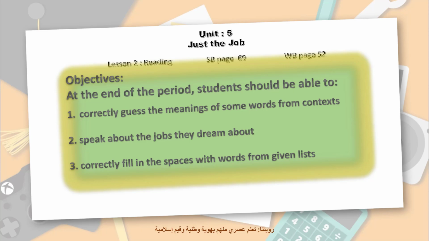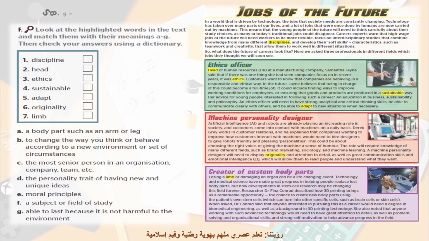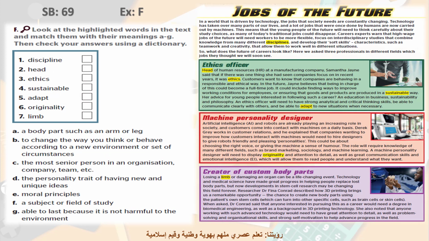Let's start. Open your student books, page 69. Today we're gonna do exercises F and G. Exercise F. Look at the highlighted words in the text and match them with their meanings, A to G. Then check your answers using a dictionary. Here, again and again, we have the same strategy to answer this question. We have to read the words in contexts. Yes, read around the word and try to guess the meaning. Then come to the choices and choose the right one for each word.